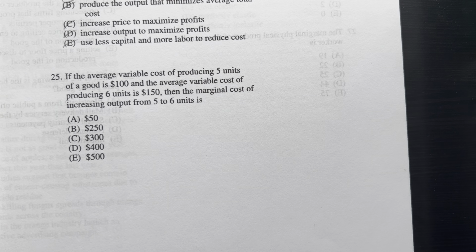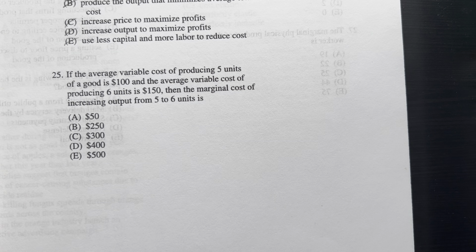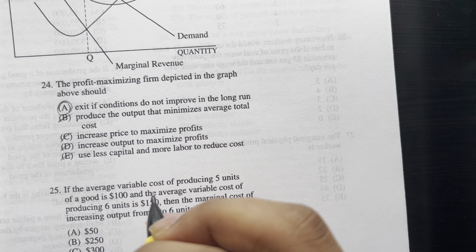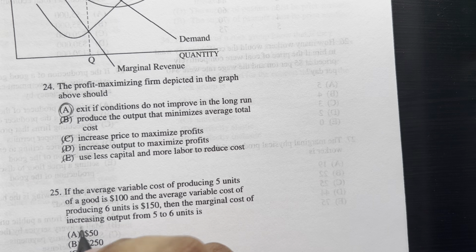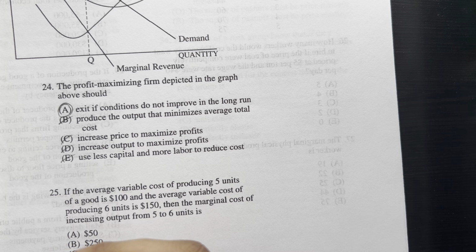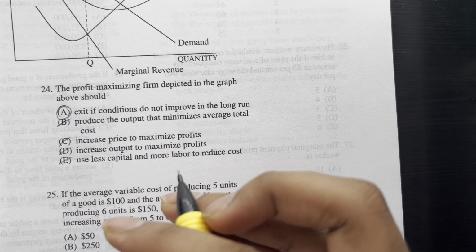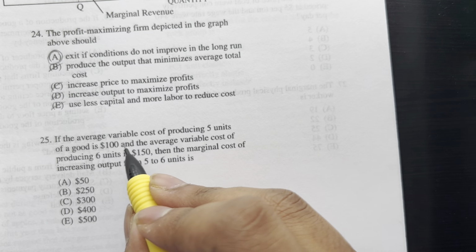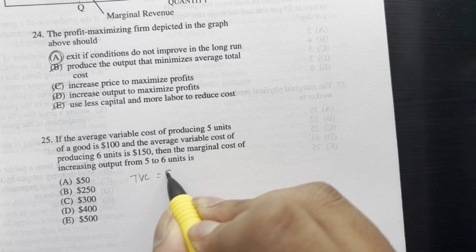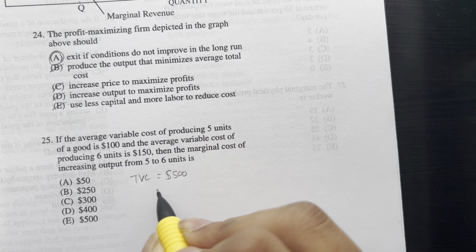25. If the average variable cost of producing 5 units of a good is $100, and the average variable cost of producing 6 units is $150, and the marginal cost of increasing output from 5 to 6 is... well, let's look at what we do know here. Marginal cost is the change in total cost. We have the average variable cost, right? So look, 5 units of a good at that average variable cost, so total variable cost, TVC, equals $500.